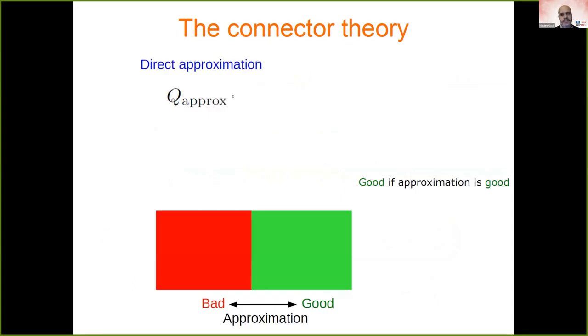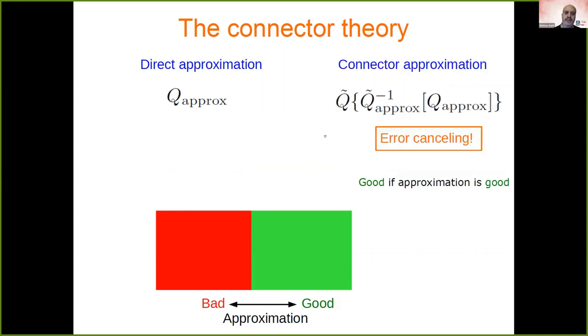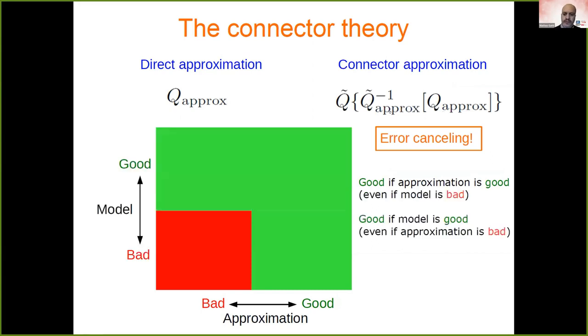Why is all this advantageous with respect to the calculation of the quantity of interest directly? For two reasons. The first one is that normally we directly approximate the quantity of interest. And this result is good if the approximation is good, and it's bad if the approximation is bad. In the case of the connector, we benefit from error cancelling between the quantity that we approximate directly and the quantity in the model system. So the result is good if the approximation is still good, even if the model is bad. And the result is good if the model is good, even if the approximation is bad, because in this case, we make the same error in the model and in the real system, and there is error cancelling, and the result is still good.